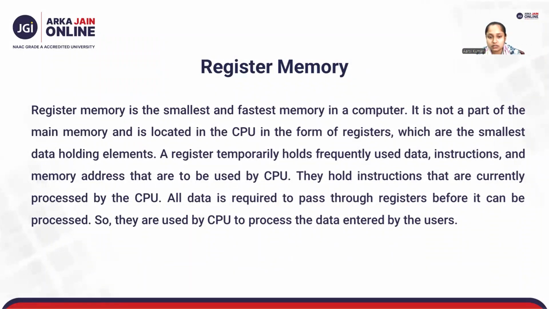They hold instructions that are currently processed by the CPU. All data is required to pass through registers before it can be processed. So they are used by the CPU to process the data entered by the user. Registers hold a small amount of data, around 32-bit to 64-bit. The speed of a CPU depends on the number of bits of registers that are built into the CPU.